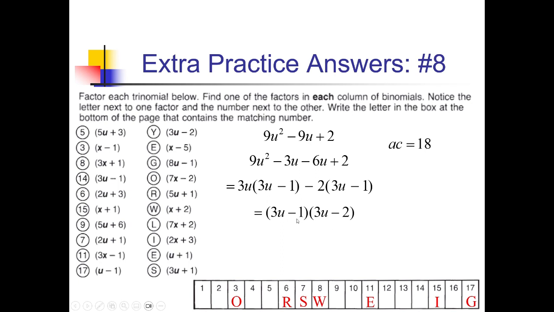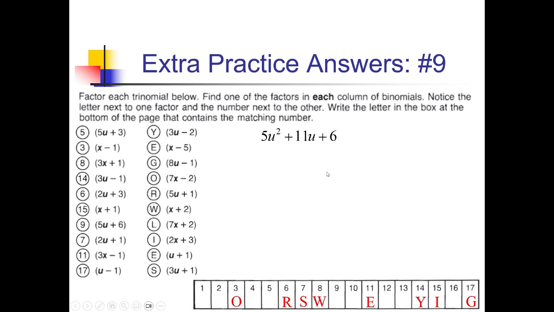So let me look for 3u minus 1 and 3u minus 2. Here's 3u minus 1, that's 14, and 3u minus 2 is y, so 14y. So here's spot 14, put a y there, and go on to the next problem.